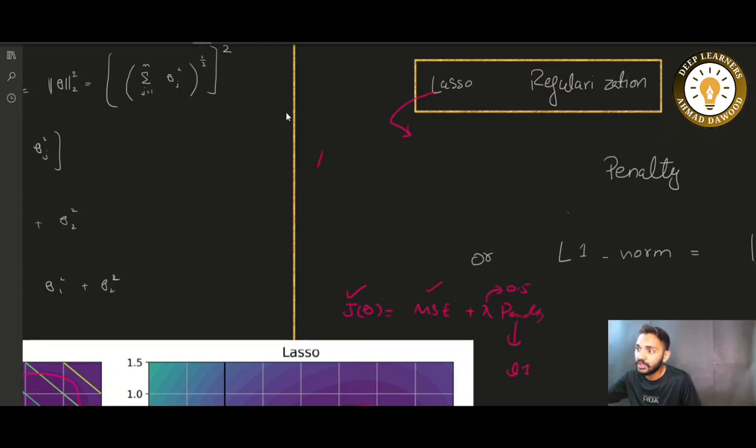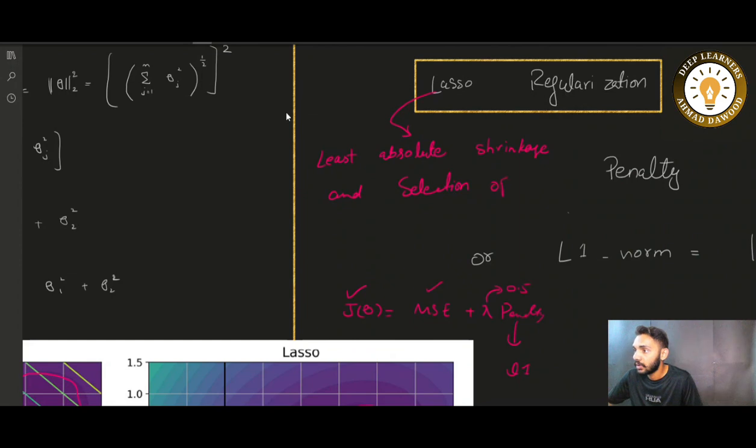If I show lasso regularization, what is lasso? Lasso is actually least absolute shrinkage and selection operator.